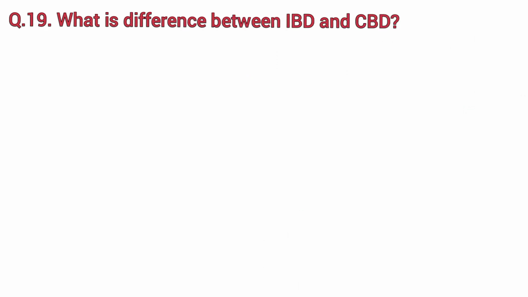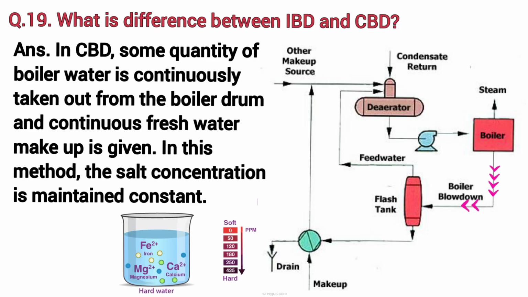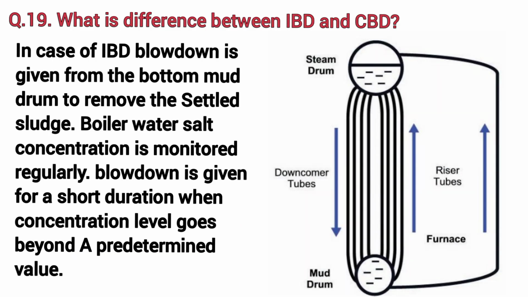What is difference between IBD and CBD? In CBD, some quantity of boiler water is continuously taken out from the boiler drum and continuous fresh water makeup is given. In this method, the salt concentration is maintained constant. In case of IBD, blowdown is given from the bottom mud drum to remove the settled sludge. Boiler water salt concentration is monitored regularly. Blowdown is given for a short duration when concentration level goes beyond a predetermined value.